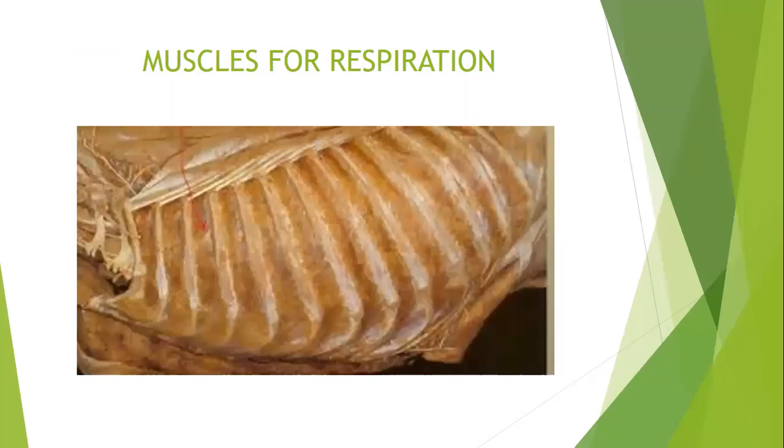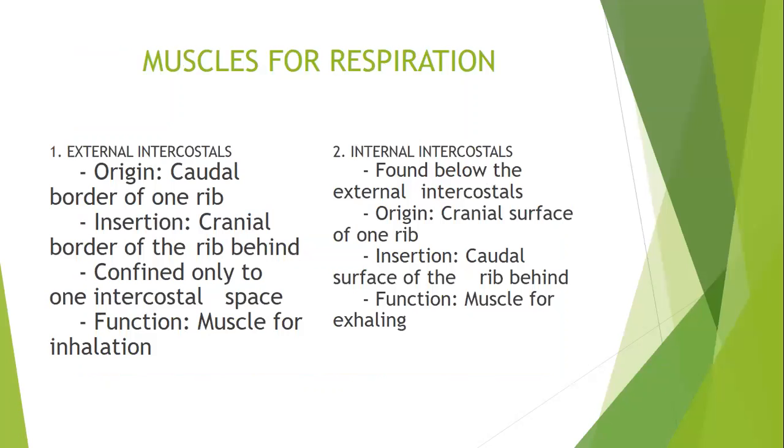And then we have the muscles for respiration, starting with the external intercostals. Its origin is the caudal border of one rib, and it's inserted into the cranial border of the next rib. They're confined to only one intercostal space, and this is the muscle for inhalation.